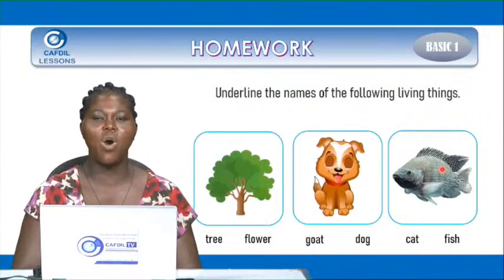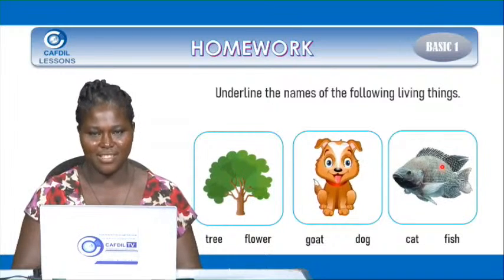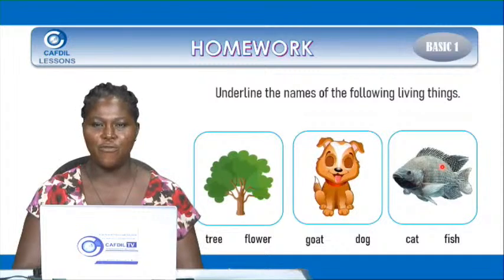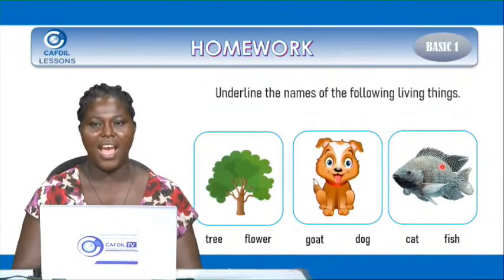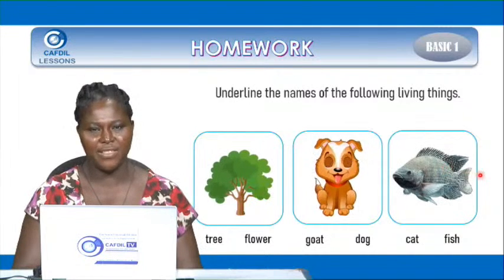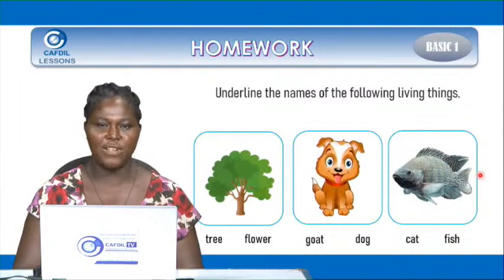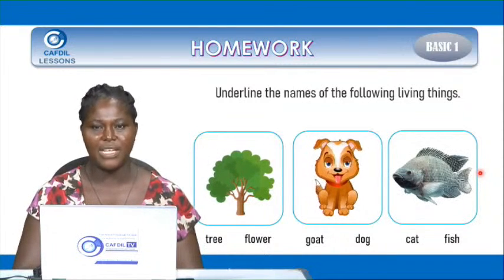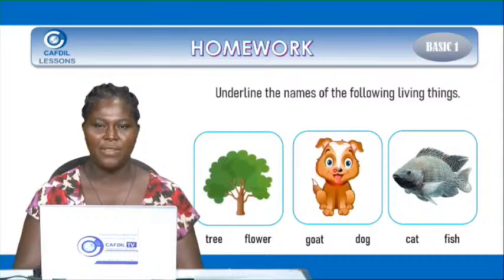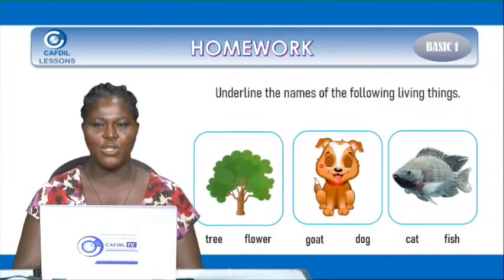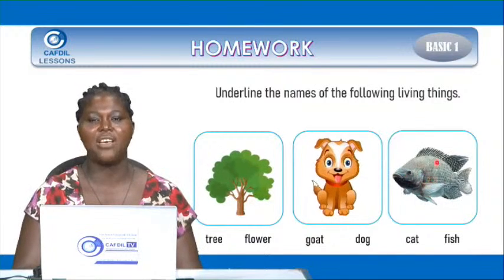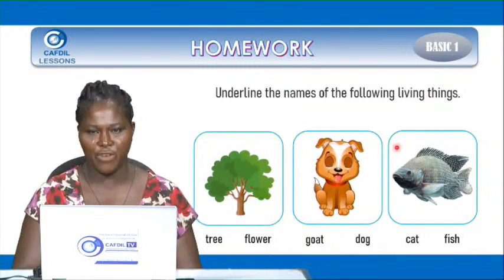Now this is our homework. This is our homework. Underline the names of the following living things. We have the first picture there. We have tree and flower. The second picture, we have goats and dog. The third picture, we have cat and fish.